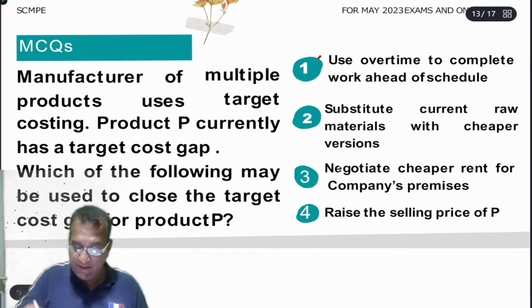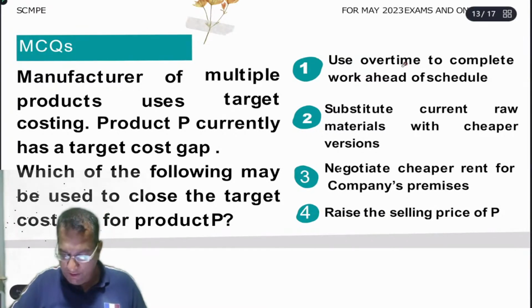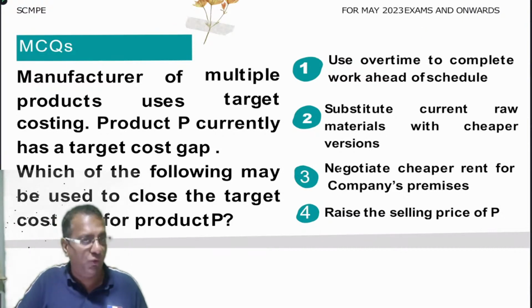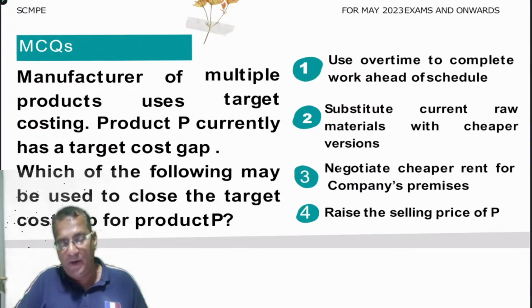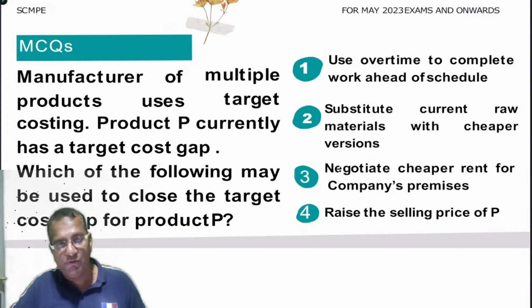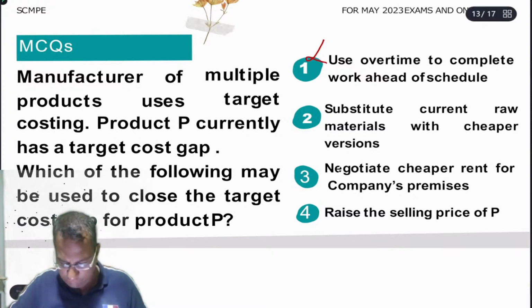The first option will not reduce the cost. In fact, it will increase the cost because when we work overtime, definitely we will incur some overtime cost in the form of overtime premium. We are here to reduce the target cost gap. In other words, to achieve the cost reduction target by working overtime, we will increase our cost gap, not decrease it. So this is also not a viable option.